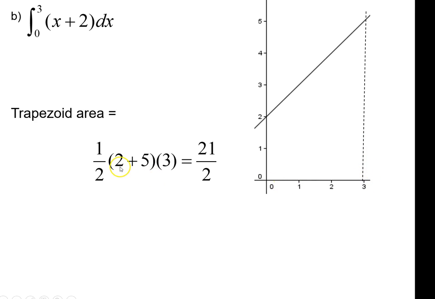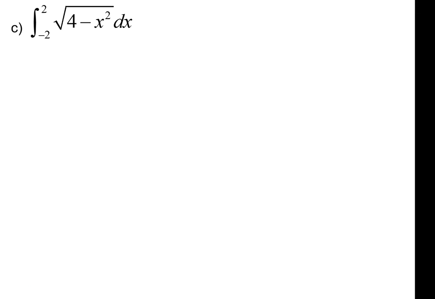So we have 1/2 times 2 plus 5, those are your bases, times the height, the distance between them, which is 3. And that simplifies to 21 over 2. So that is the value of that integral. We could go through and still do the limit summation process. We'd get the same result. But the point here is, if you can do it in some other way, in this case using traditional geometry formulas, because these create regular figures, go ahead and do that.